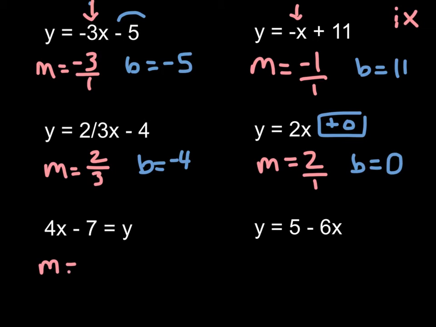Down here, this one's written a little bit differently. Notice that the y is over here, but you can either rewrite it or just leave it as it is and find your slope and your y-intercept. So if I wanted to rewrite this as y equals 4x minus 7, just switching the order in which these are written around the equal sign, I can do so. So the slope is 4, or 4 over 1, and the y-intercept is -7.